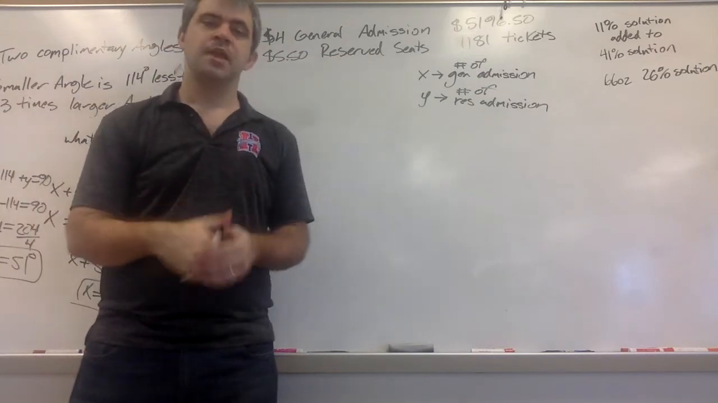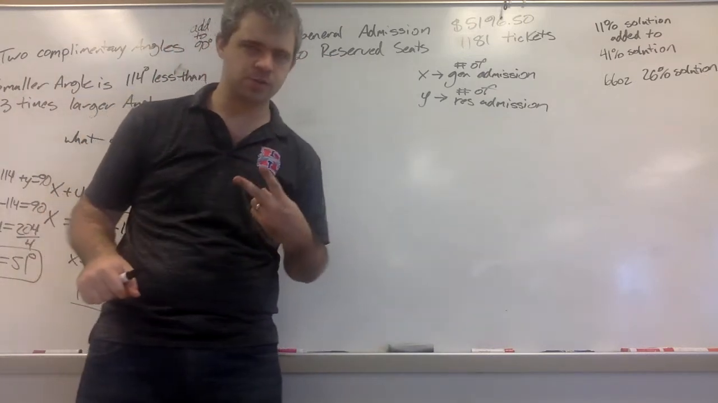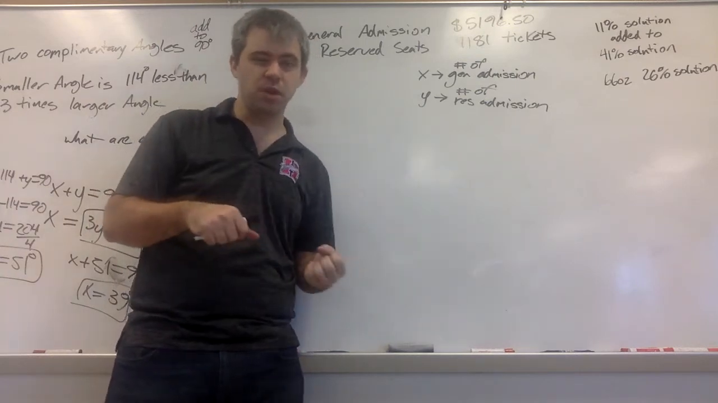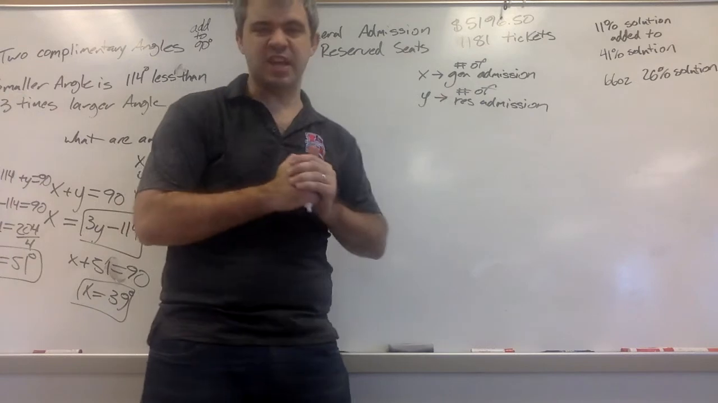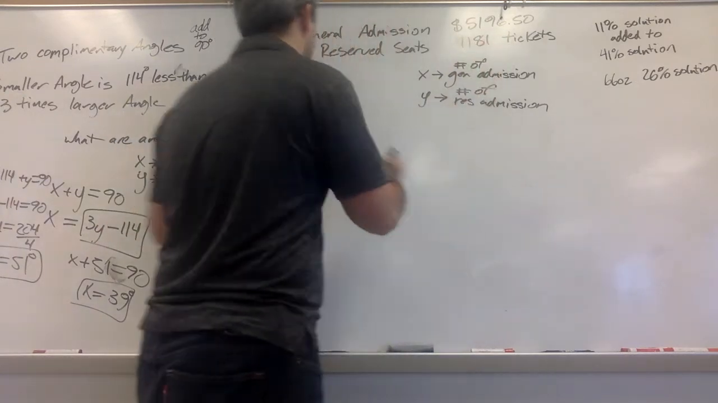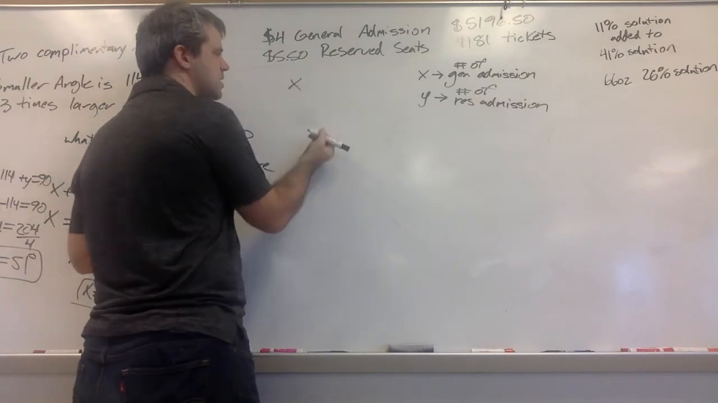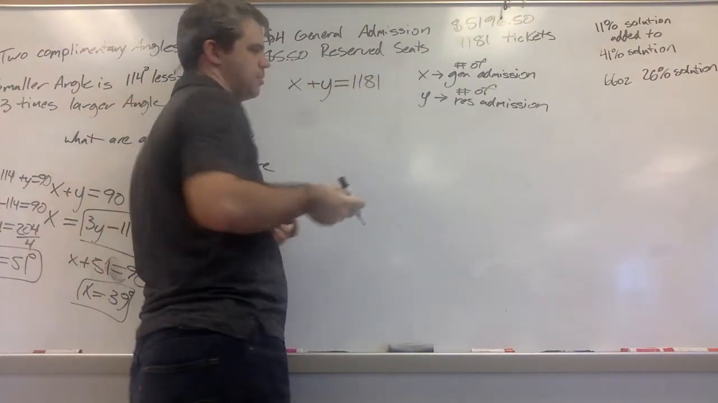Okay. Now, generally what happens in these problems is you wind up with two totals. One of them is a weighted total, and one of them is just a basic total. So I'm just looking at the number of tickets. If I'm just looking at the total number of tickets, I can just say the number of these tickets plus the number of the other tickets equals the total number of tickets.